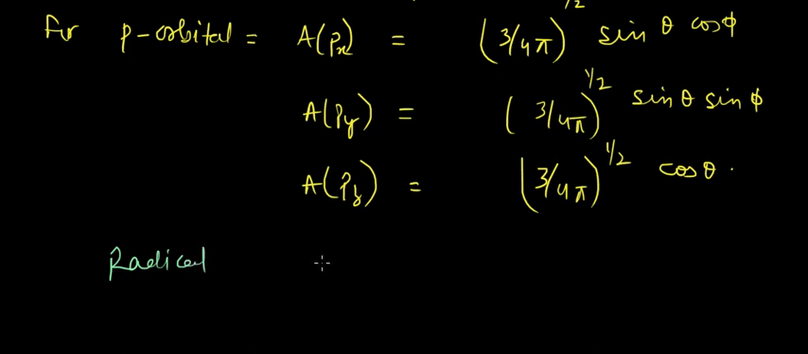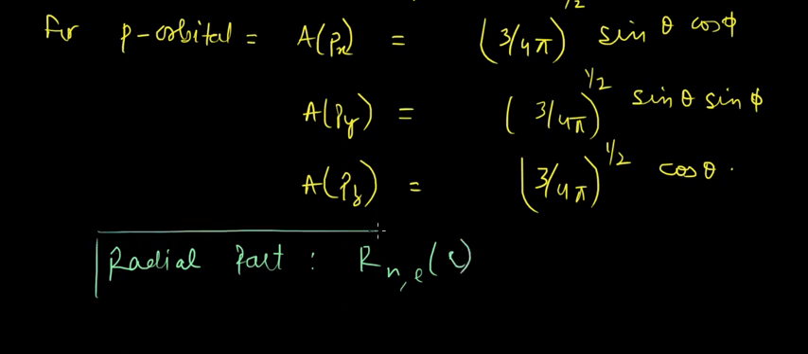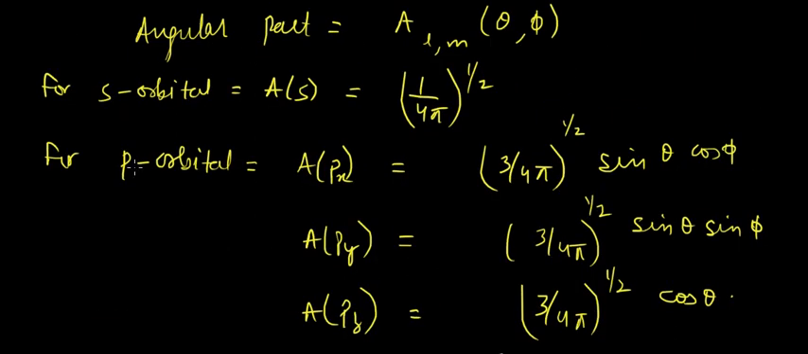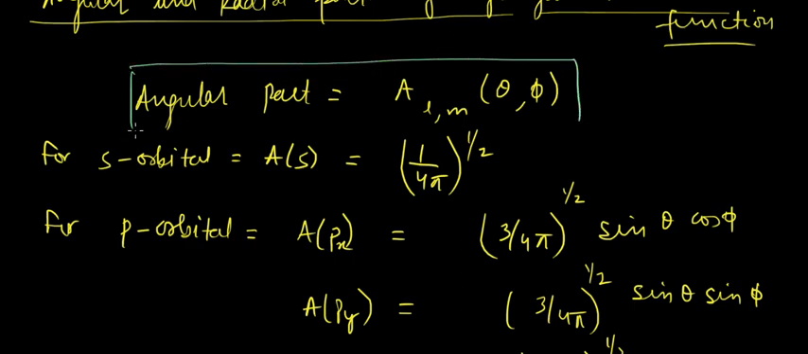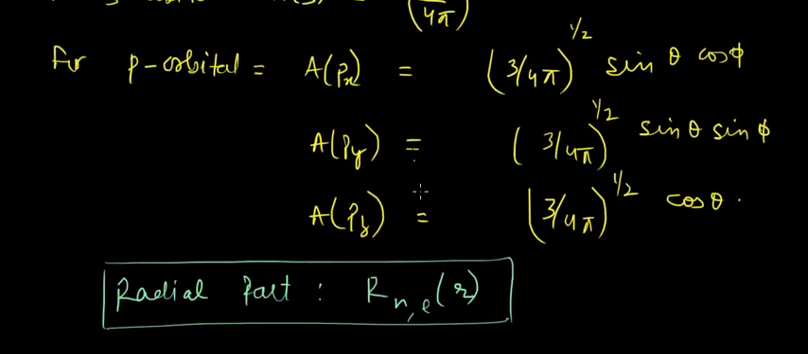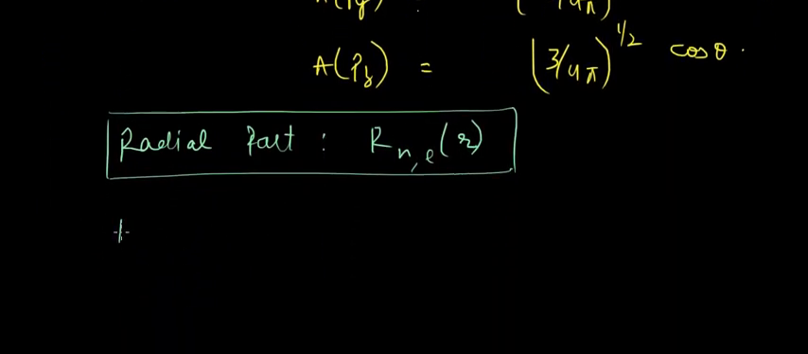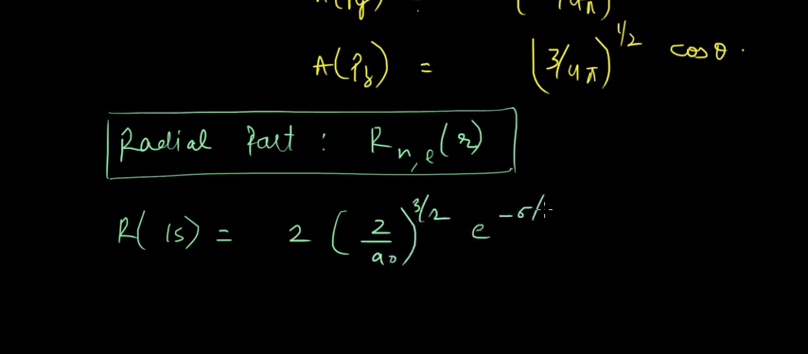So for the radial part, we would be having R n comma l, a function of r. As we discussed in the previous lecture, the radial part would be this and the angular part was this. So for the radial part, R for 1s would be 2z upon a naught to the power 3 by 2 times e to the power minus sigma by 2.